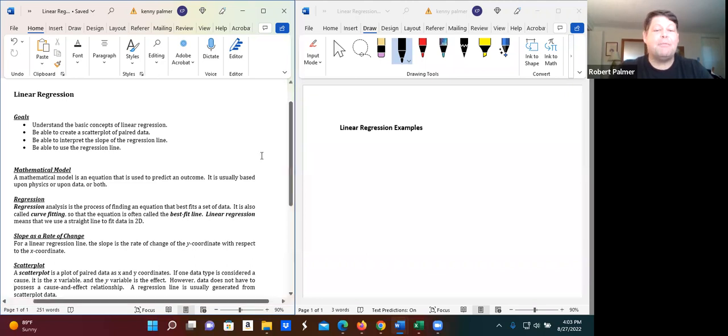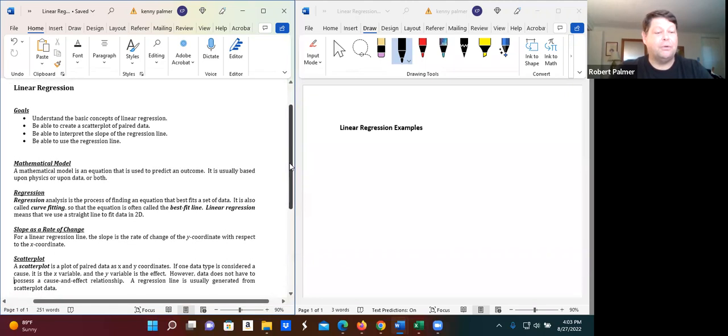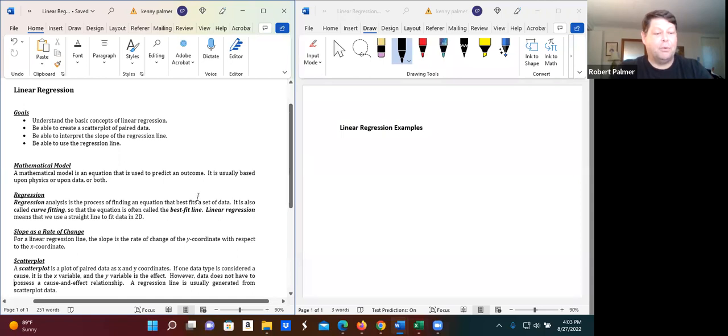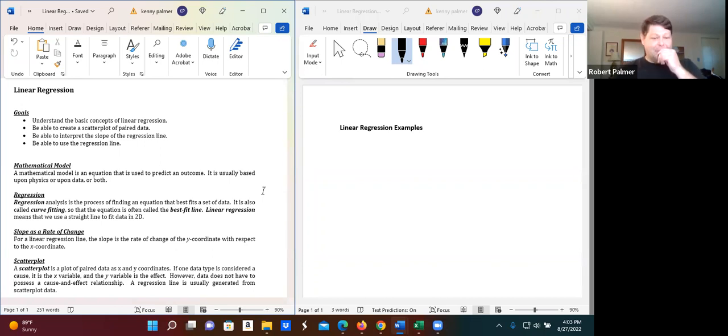Now, a common type of mathematical model based on data is called regression. Regression analysis, it says, is the process of finding an equation that best fits a set of data. This is also called curve fitting. You may have heard of curve fitting before, more than regression. And so we try to fit a line, some kind of a line or graph, to data. That's called the best fit line. We want it to be the best one that fits the data. We'll explain a bit kind of what that means, although how to do that is kind of beyond what we're going to do in this discussion.